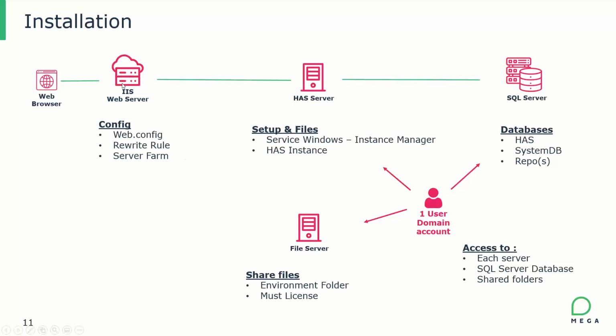If we look at the IIS configuration, there won't be much in it except for a web config to specify some rules and some rewrite rules to say where the HAS server is located. So even if this is physically the same server, you still need to have those 3 components configured. What has not changed, of course, is the need of a shared folder for the environment license and the must license. There are no changes in those areas.